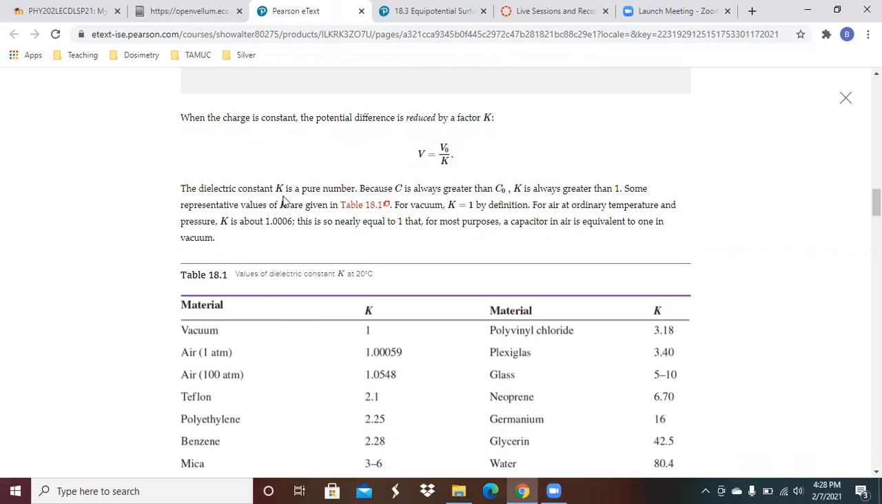So the value K is going to be a pure number. It doesn't have any units with it. Since the capacitance is always going to be greater than what you originally had, then K is always going to be greater than 1.